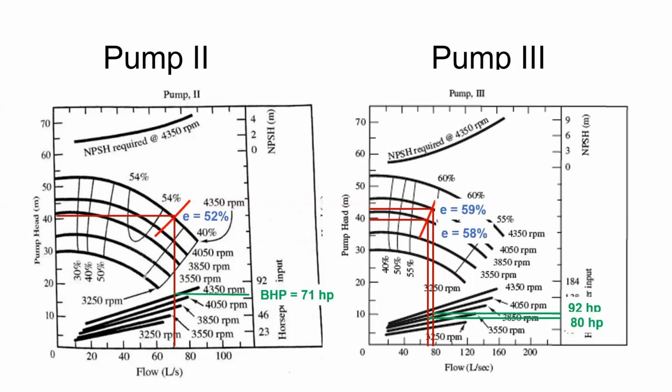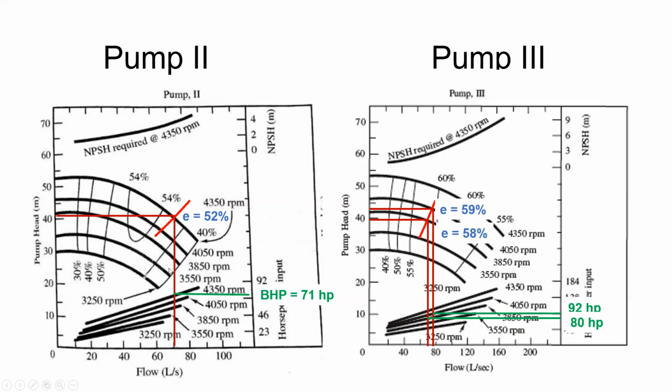But some other things to think about: what's the efficiency? So at this match point, we have a 52% efficiency. At this match point, we have 59 and 58 efficiency. But a higher efficiency sounds good, but that's based on what energy input to the pump. So 52% efficiency at 71 horsepower.